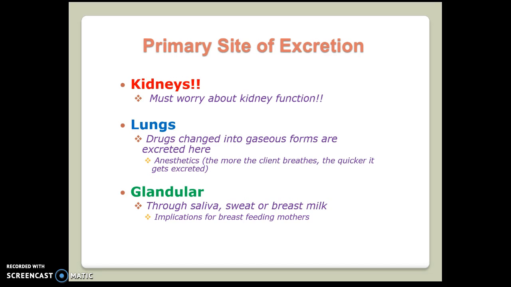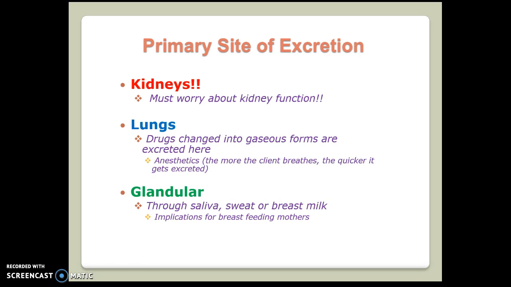Kidneys are your primary site of excretion. So once again, it's all about the liver and kidneys, and you have to worry about kidney function when giving medication. Some medications are excreted through the lungs. Anesthetics are a perfect example. And that's why in recovery oftentimes the nurses are big on getting the patient to take a lot of deep breaths so that they can get that anesthesia out of their system more quickly.